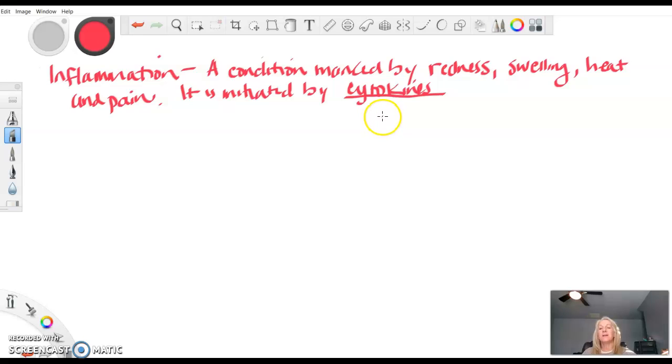Okay, and inflammation is part of the innate immune system. It is not necessarily a bad thing. Okay, chronic inflammation can be not so good, but inflammation is something that we do need, and it starts by these chemicals that are called cytokines. So what is a cytokine?